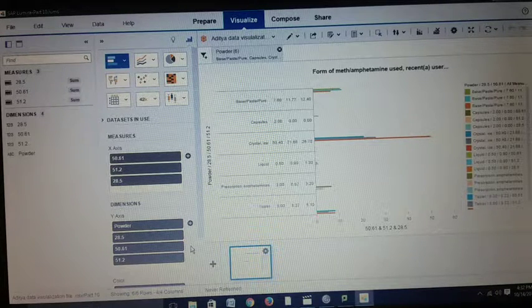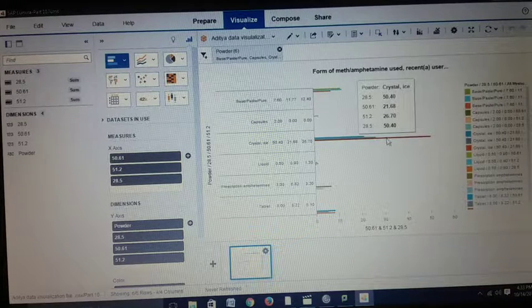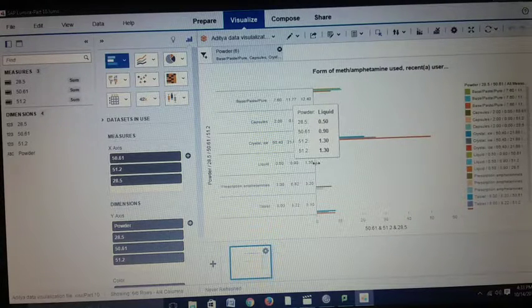So, this is the major extensive drug which is used in Australia. According to my data extraction, I found out that meth is being used by the maximum number of individuals, and these are the various forms of meth like capsule, crystal, liquid, tablets, and the highly used meth forms are crystal and ice. As you can see, it says 50.40, and the minimal is liquid, which says only 0.50.